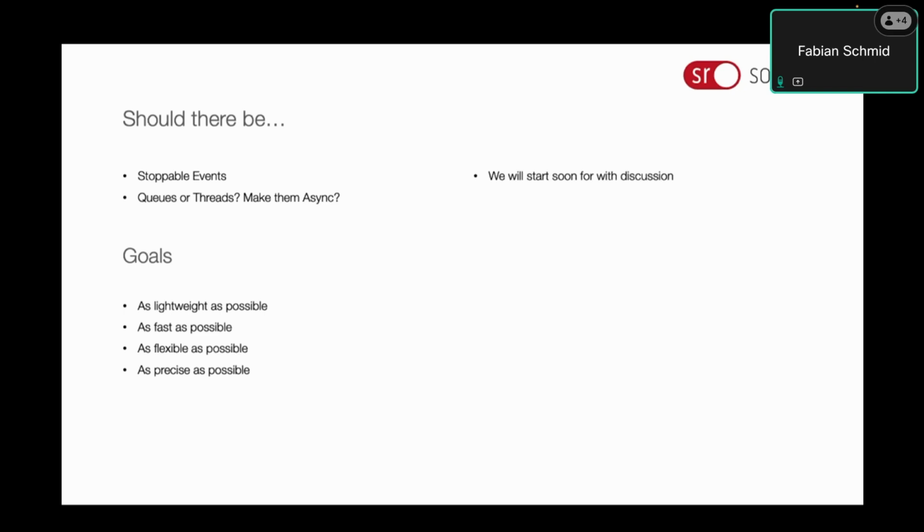Those are the main goals. And we will, as already said, start soon with the discussion. I think I will open a pull request first with the general structure, with the general ideas, and on top of that there will be discussion like async events, stoppable events, and so on. That's all from my side.